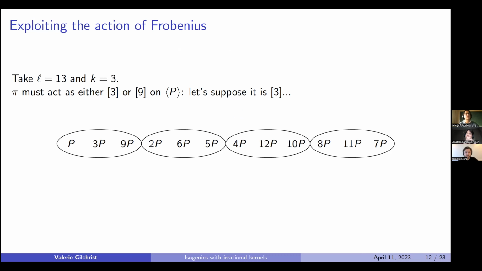Looking at this first bubble, or what we're going to call orbits, when you multiply P by 3, you get 3P. By 3 again, you get 9P. 9 times 3 is 27, which modulo 13 is 1. So Frobenius is just permuting the points in this orbit. And the same for each individual orbit.